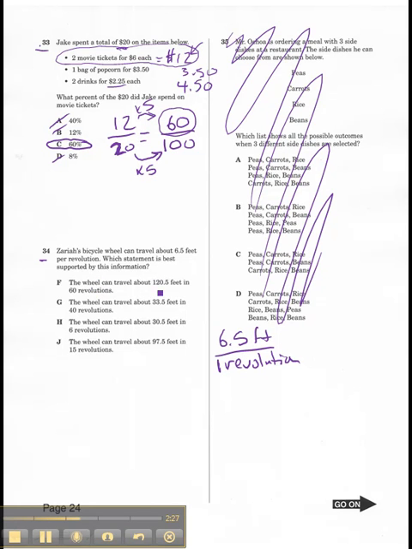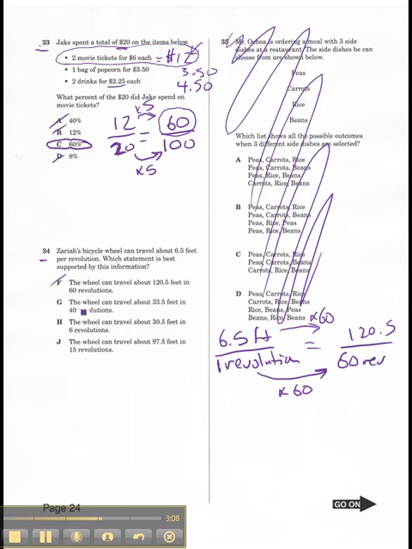The wheel can travel about 120.5 feet in 60 revolutions. So if we went 60 revolutions, we'd be multiplying 6.5 times 60. Answer choice F is telling us that that equals 120.5. Well, I think you can see that 60 times 6 would be 360. This is nowhere near correct. The factor you'd be multiplying 6.5 times would be even less than 20, because 6 times 20 would be 120. So we can estimate and just see that that's wrong.